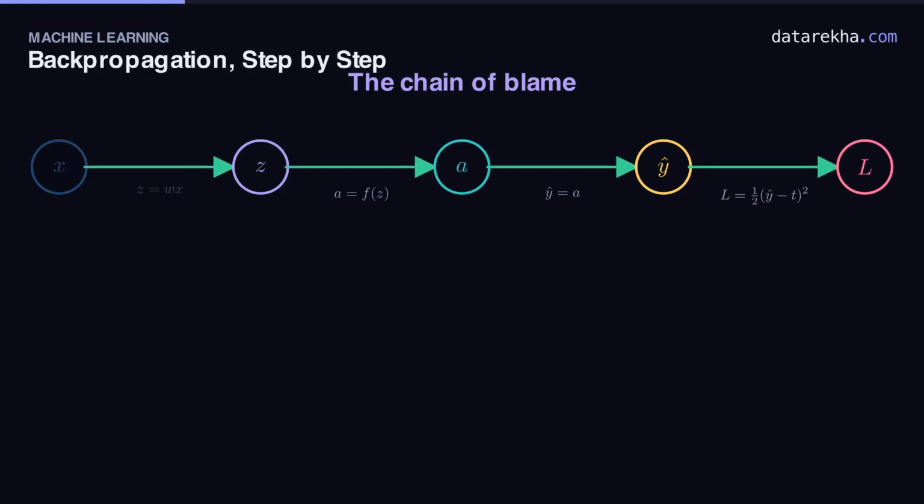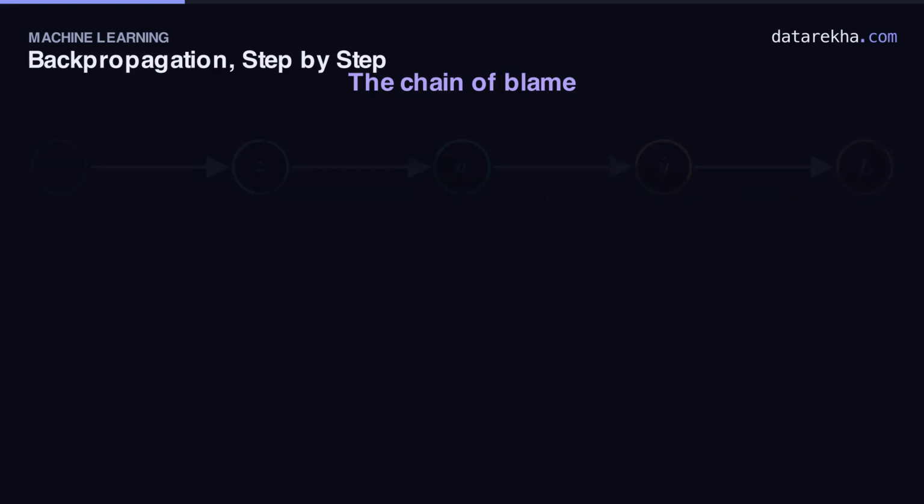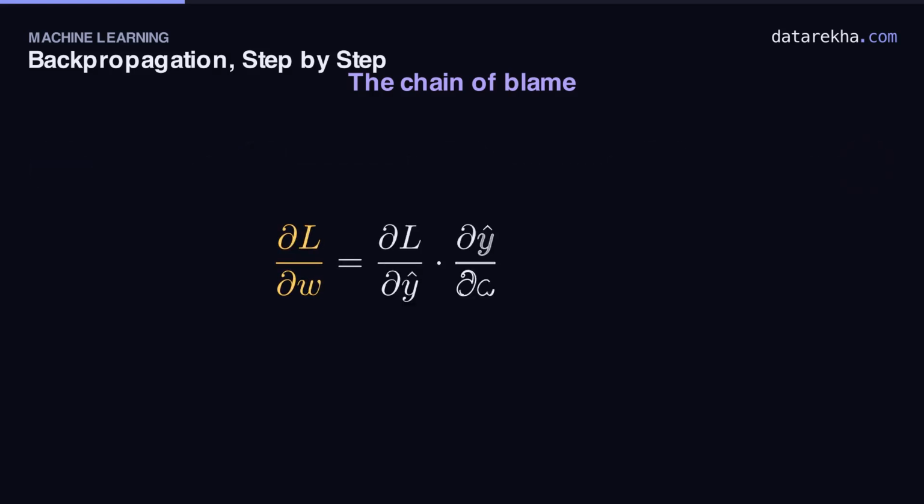Here's the crucial fact. The loss depends on the weight only through this chain. W touches z, z touches a, a touches y hat, y hat touches L. And when one thing depends on another only through a chain, calculus gives us the derivative as a product of the little derivatives along it. That is the chain rule. For our chain, it reads like this. The gradient of the loss with respect to the weight equals the derivative of L by y hat, times y hat by a, times a by z, times z by w. Four honest factors multiplied together.